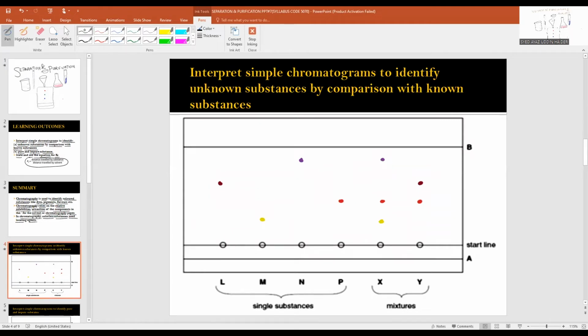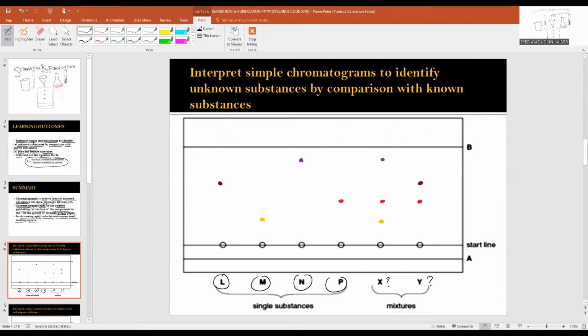In this lesson, I will teach you how to interpret a simple chromatogram to identify unknown substances by comparison with known substances, as well as pure and impure substance. Consider the following chromatogram to identify the presence of L, M, N, and P colors in the mixtures X and Y.